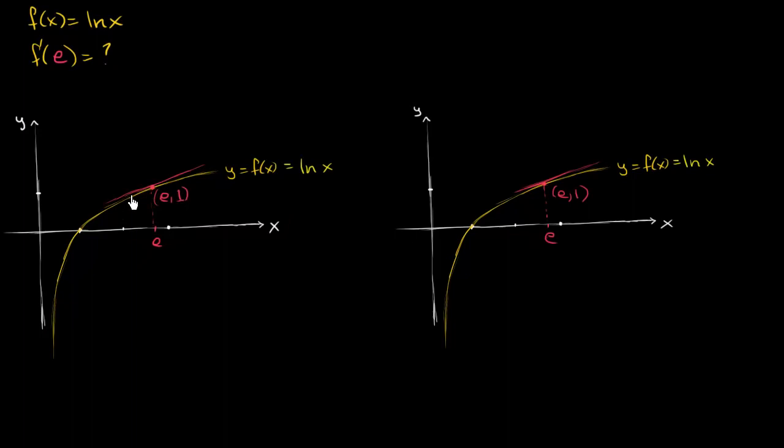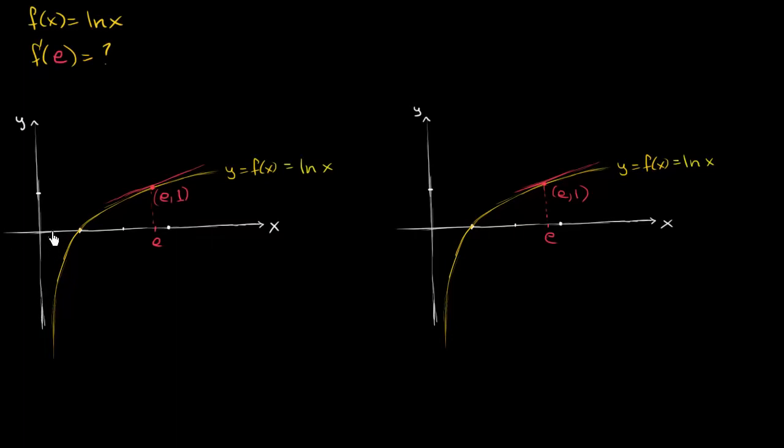And I've drawn the tangent line, and we need to figure out what the slope of it is, or at least come up with an expression for it. I'm going to come up with an expression using both the formal definition and the alternate definition, and that will allow us to compare them a little bit. So let's think about first the formal definition.